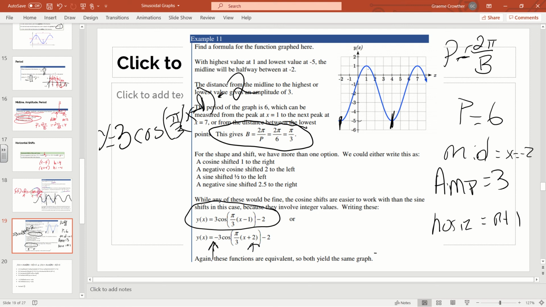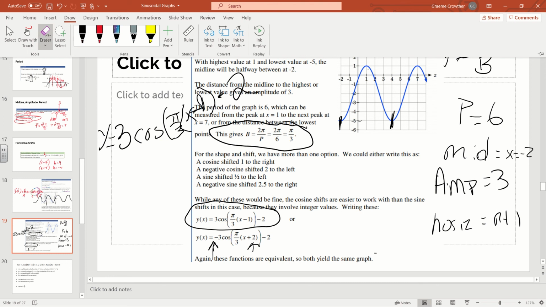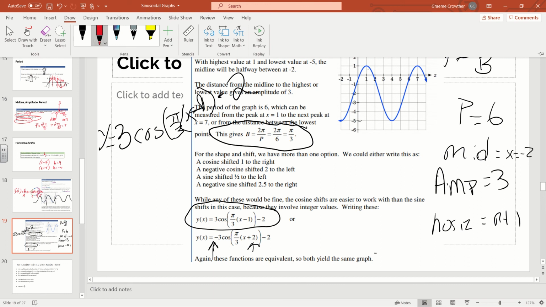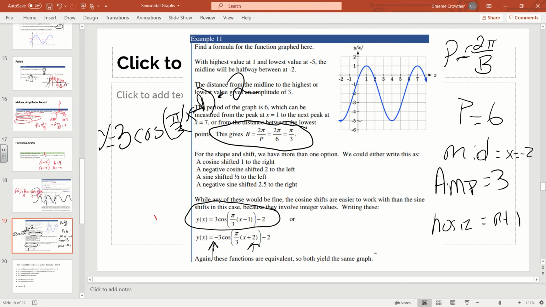The amplitude stays the same. My midline stays the same. And my period stays the same. From -2 to 4 is still 6. So this is my second cosine equation that would also work. In addition, I know we're getting crazy now, I could ignore cosine altogether if this question did not ask specifically for cosine or sine.